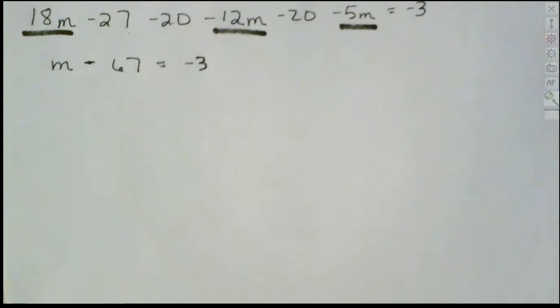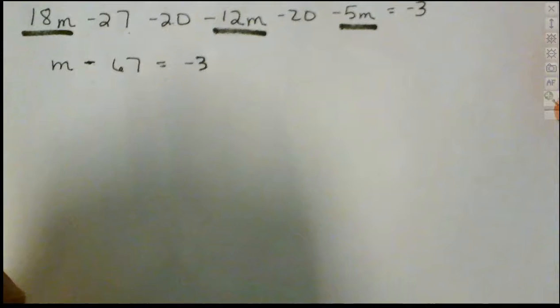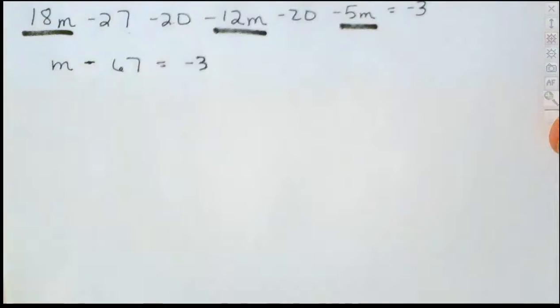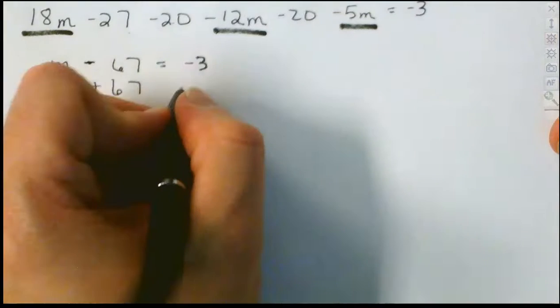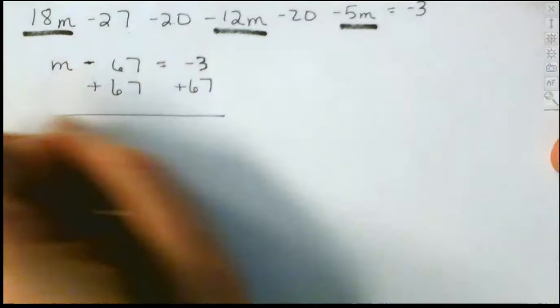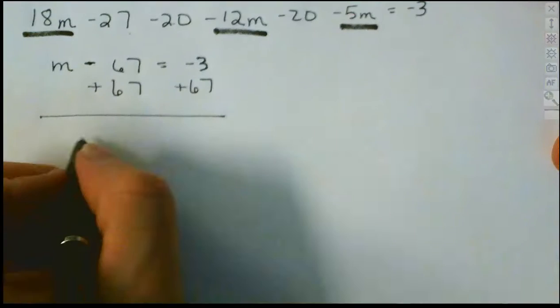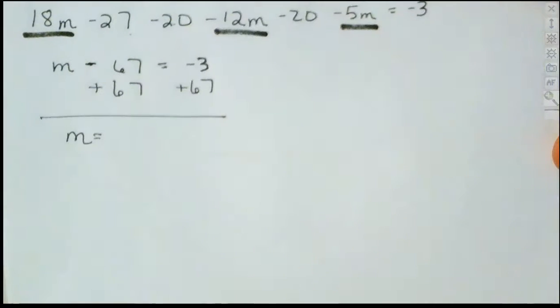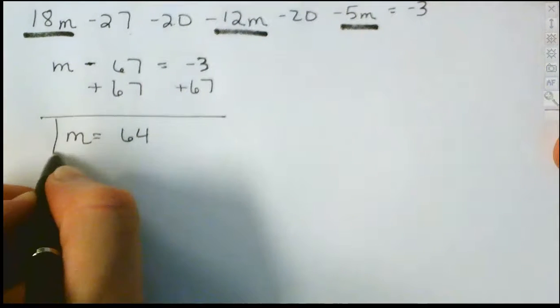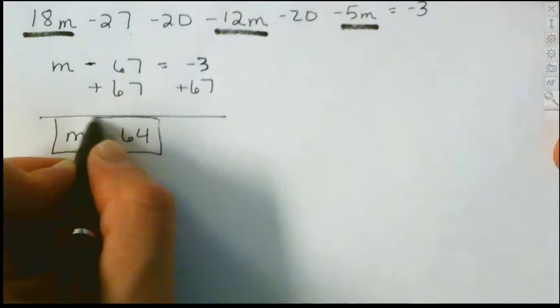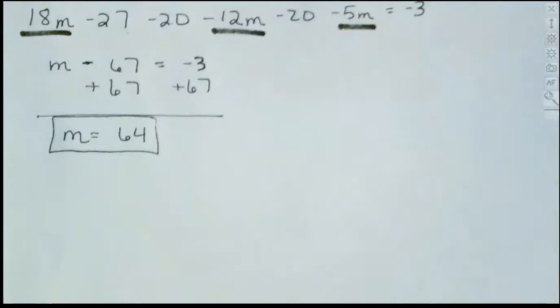Now we need to finish it, so we have one more step. So what do we need to do? 67 needs to go to the other side. It's currently negative, so we move it over with a positive. We then put those together, and that leaves you with an m. And we have 67 minus 3. That makes it a 64. So in this case, my answer would be m equals now 64.